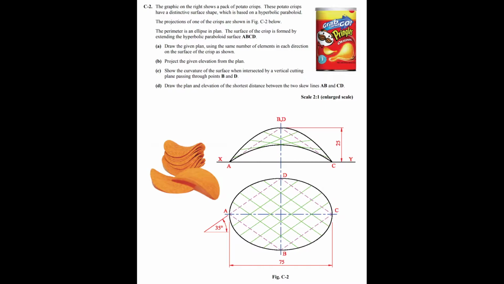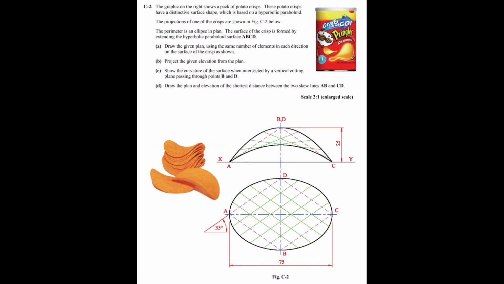The perimeter is an ellipse in plan. The surface of the crisp is formed by extending the hyperbolic paraboloid surface ABCD. For this question, part A, draw the given plan using the same number of elements in each direction on the surface of the crisp as shown. Part B, project the given elevation from plan.